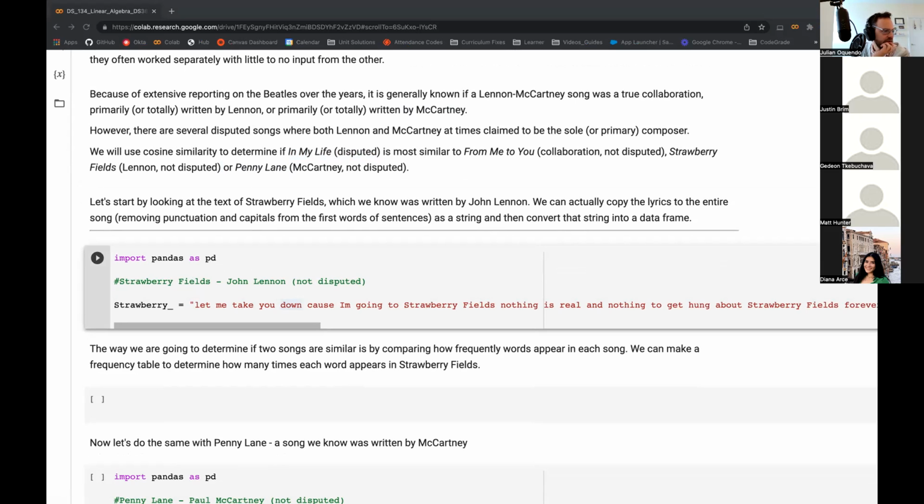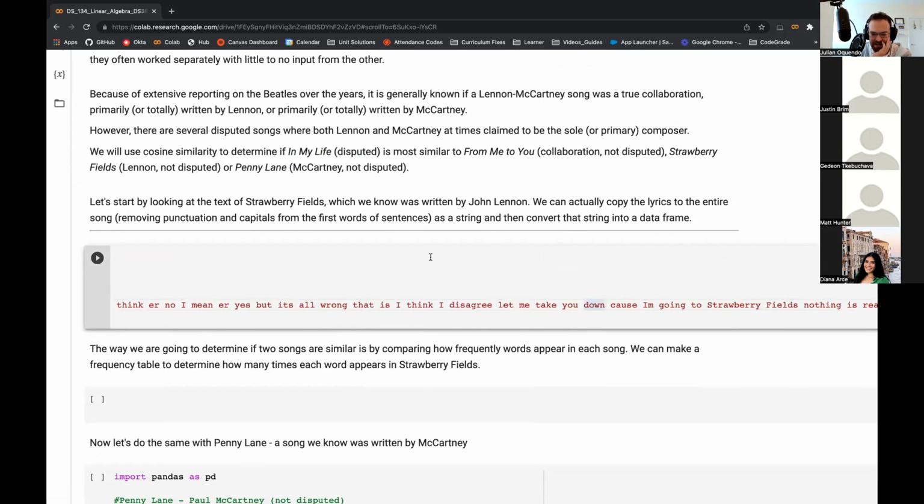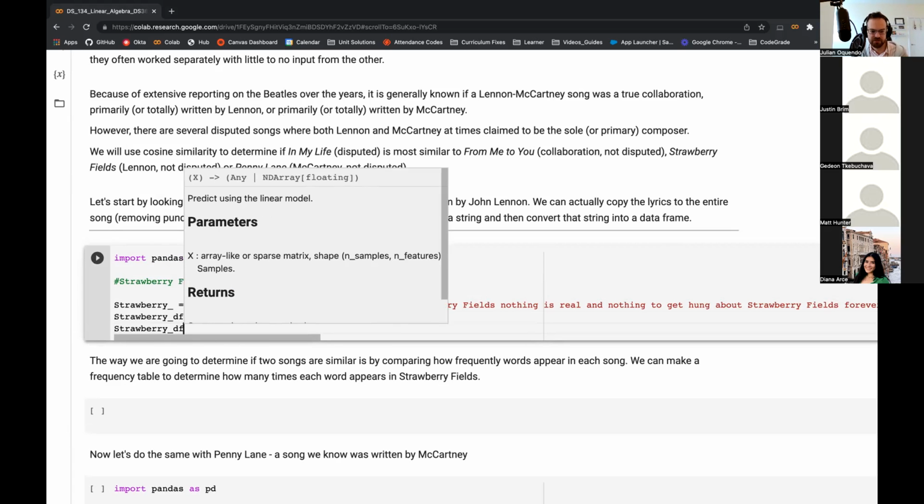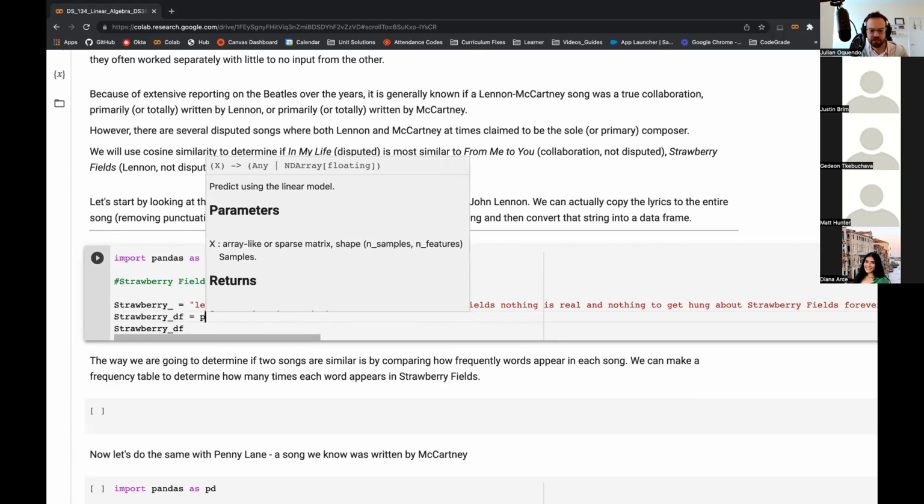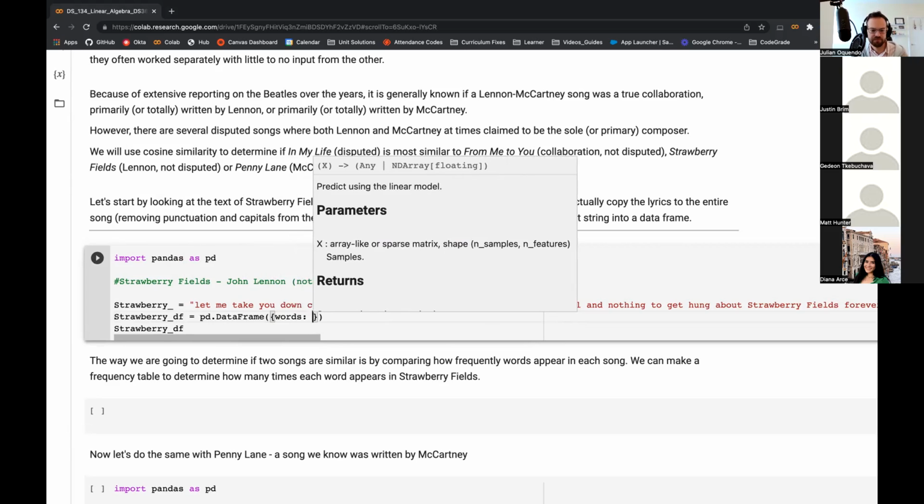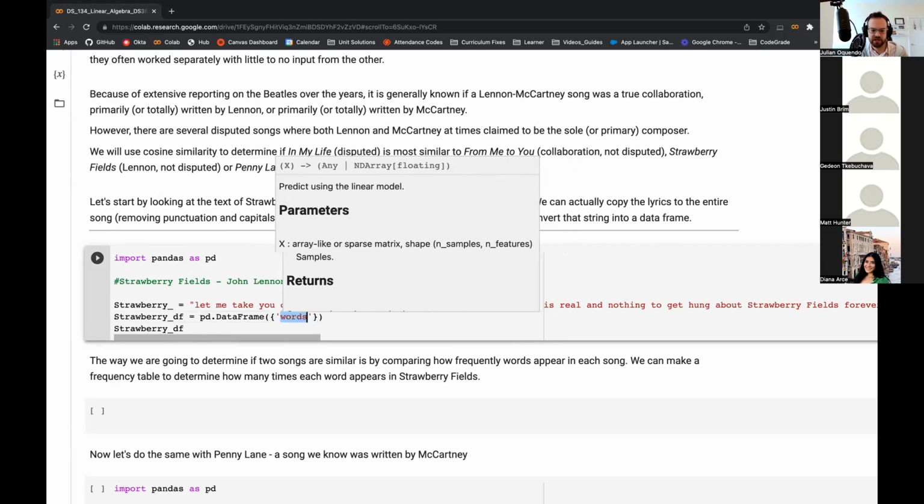and breaking this down into a data frame. So we're going to pre-process this entire data into a way that we can measure the cosine similarity between the different songs. So you're going to take the data from Strawberry Fields, and we're going to create a data frame from it. So you take Strawberry DF, and we're going to create a data frame with those songs. The data frame is going to have a column named words, which is going to be a string of words.